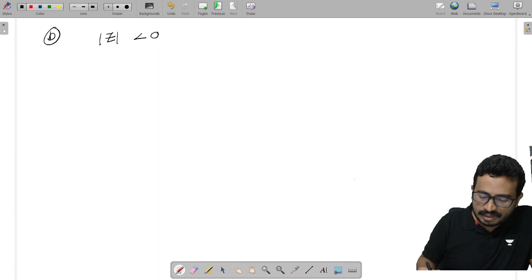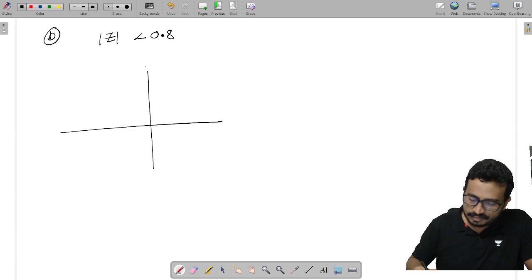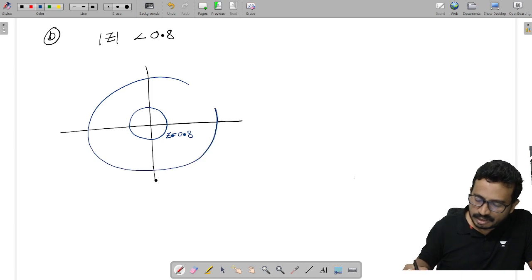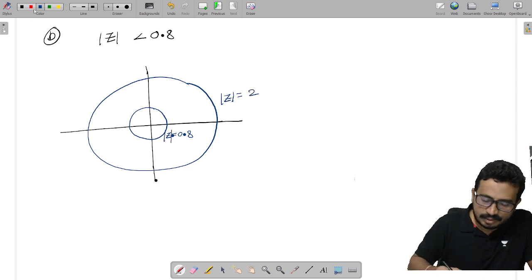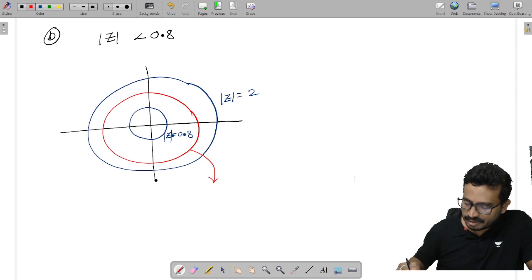Now the second case, where mod z is less than 0.8. Tell me what happened in this case. Now we have poles. One is at 0.8, so this is the circle for z equal to 0.8, and this is the circle for mod z equal to 2, right? Now we have the unit circle. This is the unit circle.